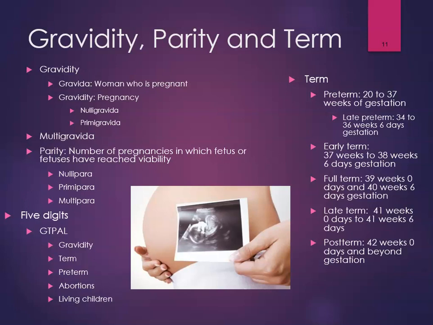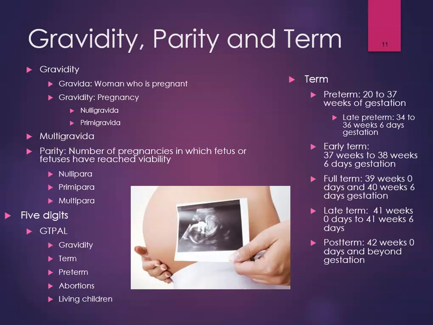Abortions. Now, oftentimes when people think abortions, they think intentional abortions. In this case, this includes any pregnancy that was lost before 20 weeks. So if they had a miscarriage at 18 weeks, that goes under A for abortion. This is any pregnancy lost before 20 weeks. And then L is living children. So this is the number of children they have that were born alive and continue to live.